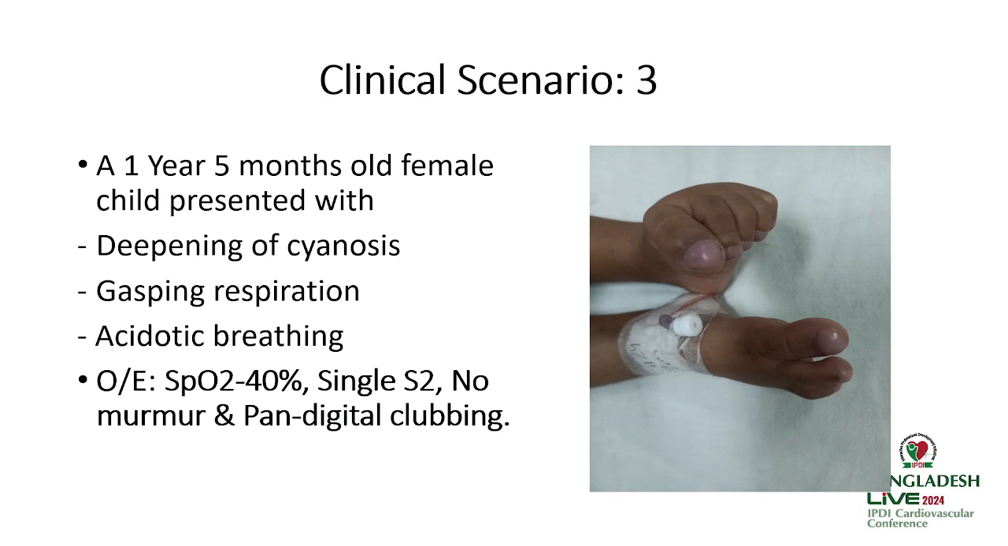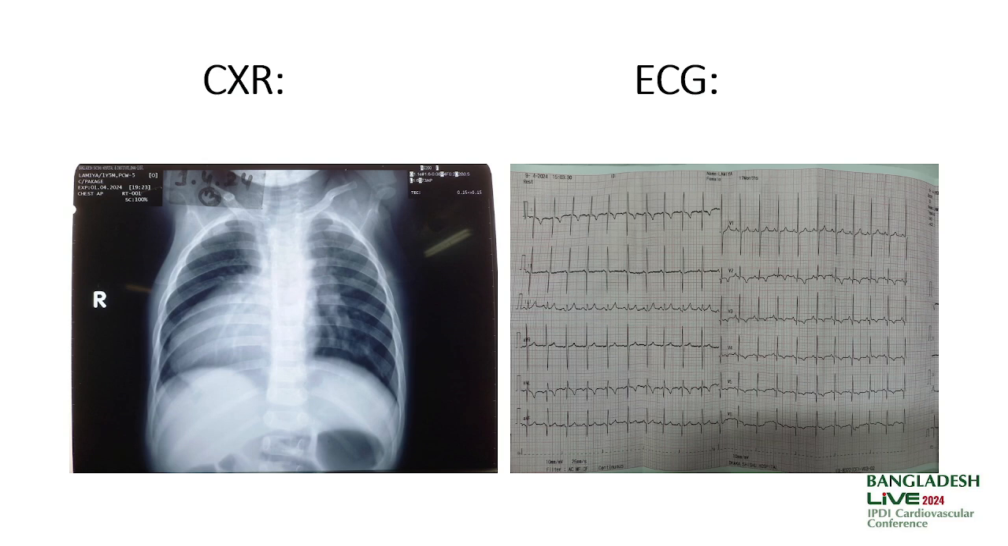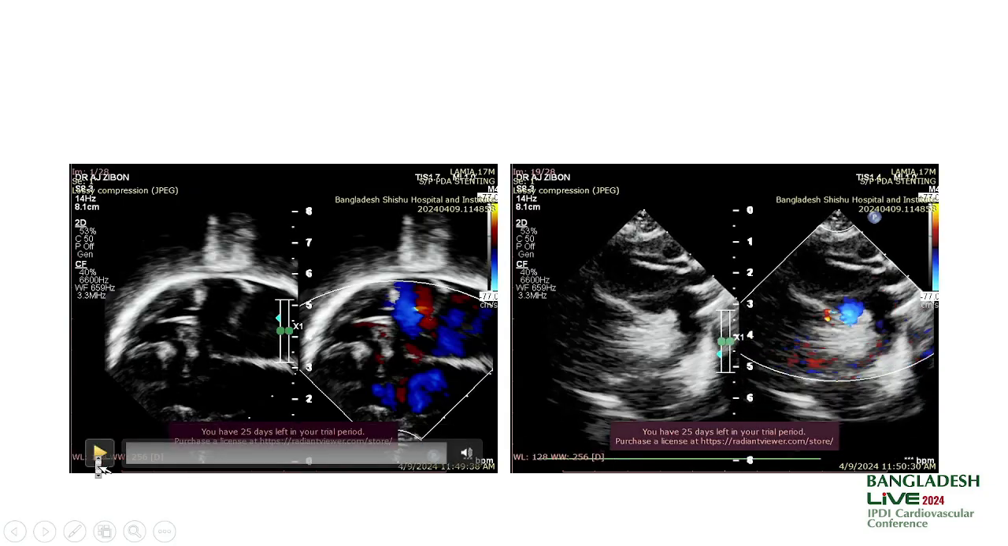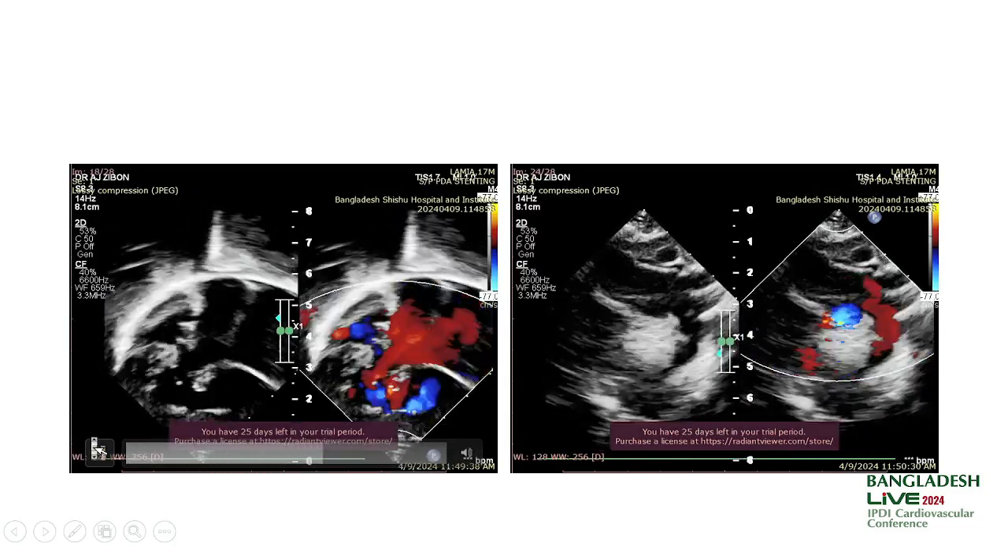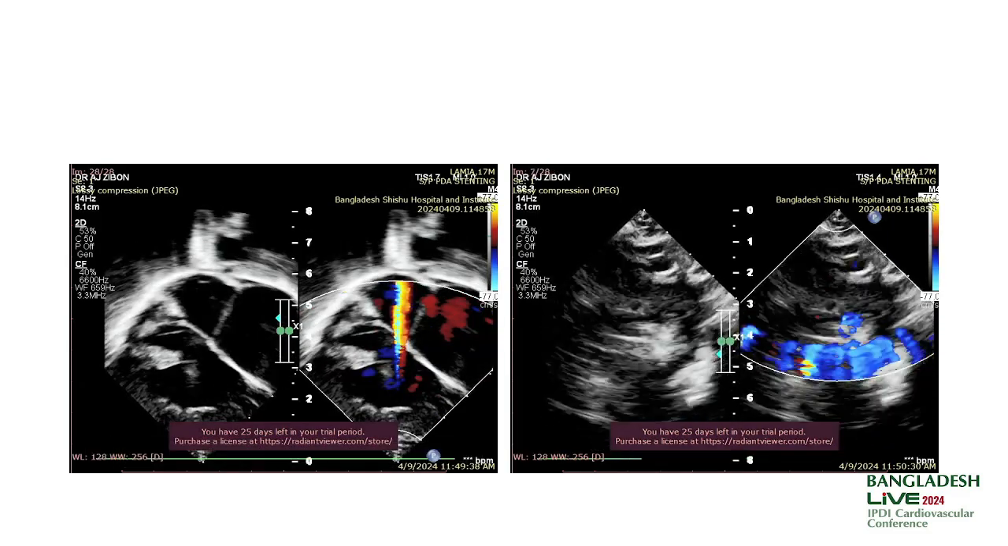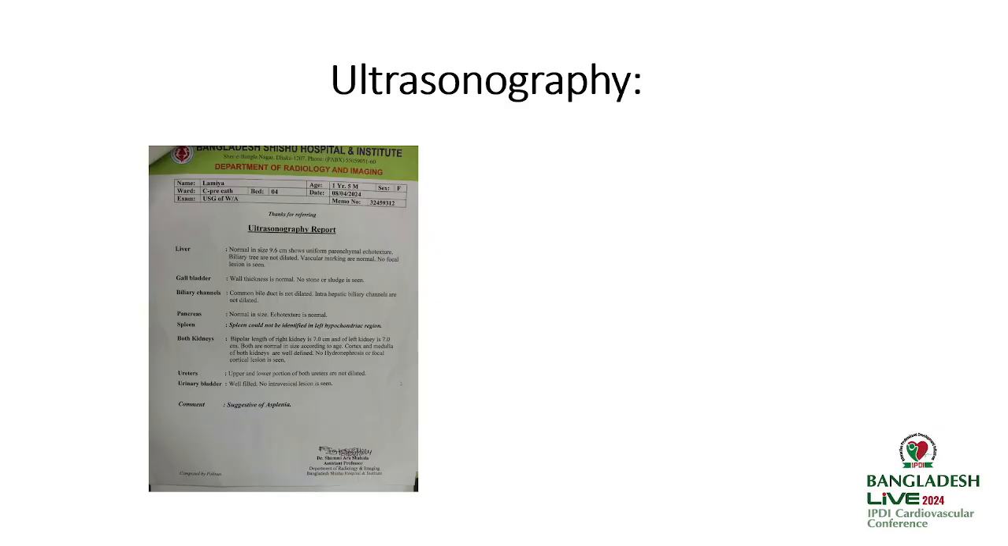Another child, 1 year 5 months old, presented with deepening of cyanosis and gasping respiration, and was admitted to cardiac ICU with acidotic breathing. Chest X-ray showed situs inversus dextrocardia. ECG showed poor R-wave progression. Echocardiogram showed situs inversus, complete AV canal defect, having a direct PDA from the under surface of the arch, restrictive in pattern. Ultrasonography revealed asplenia.